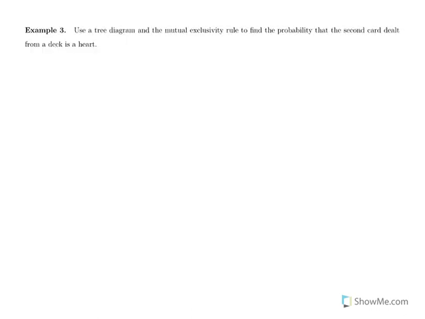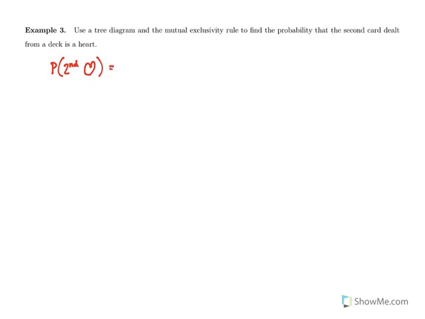All right, so here we go. Use this tree diagram, we'll go back to it, and the mutual exclusivity rule to find the probability the second card dealt from a deck is a heart. This is a different question than what we did before. This is, what is the probability that the second card is a heart? In fact, we never actually did this. We always did given that the first card is a heart.